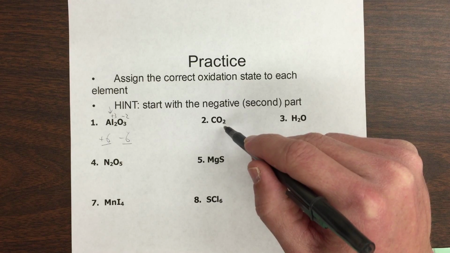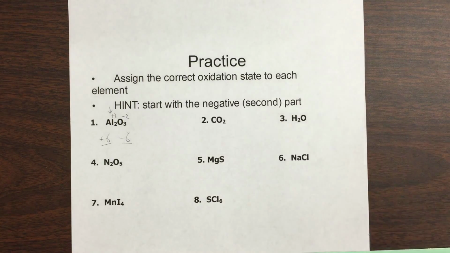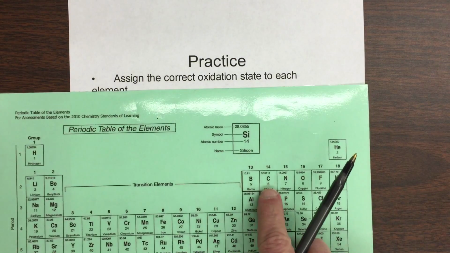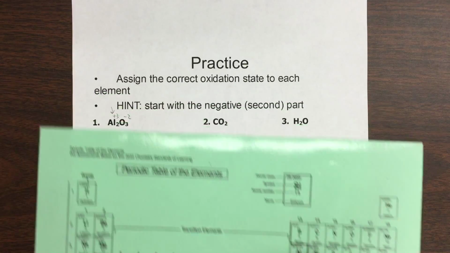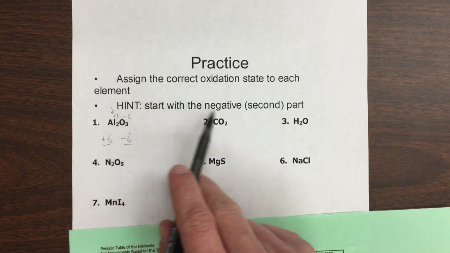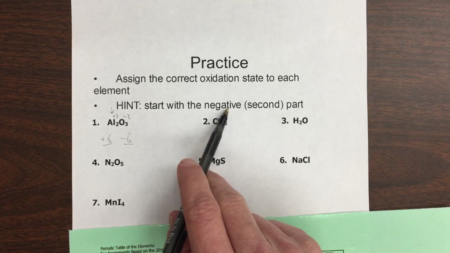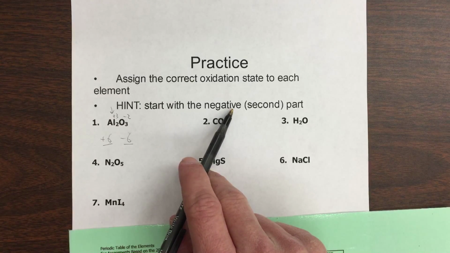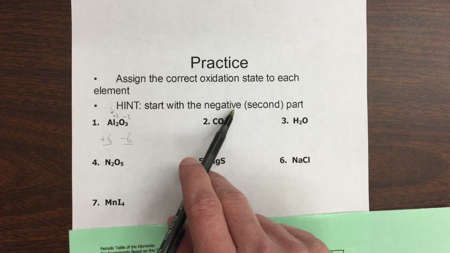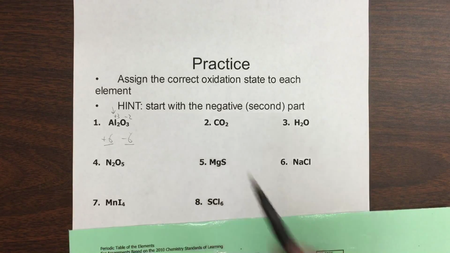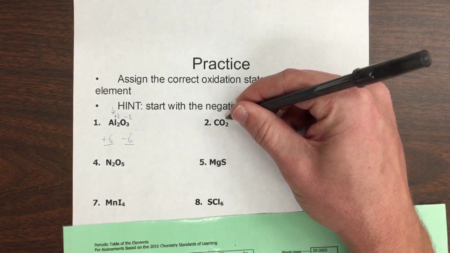Now I'm going to move on to carbon dioxide. Now carbon is in group 14, which means that it could be for the most part, +4 or -4. Which one do you choose? Notice I put this hint up here to start with the negative element. That's because sometimes the positive element can have a variety of different oxidation states. However, the negative is only ever going to have one choice. So oxygen, like we already said, is always going to be -2.